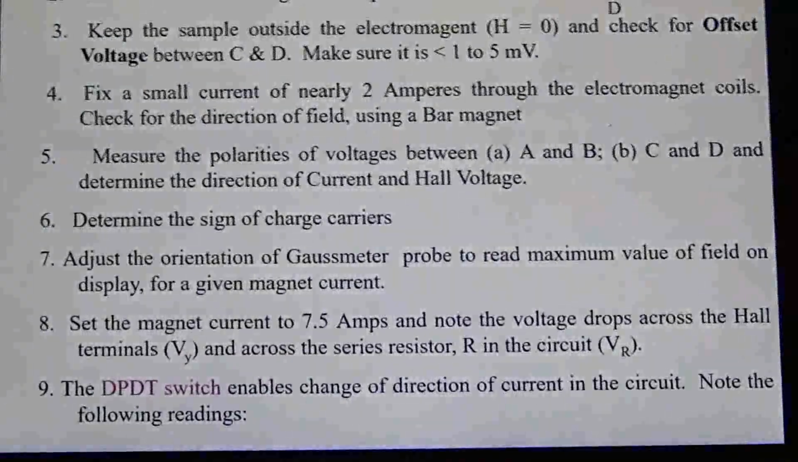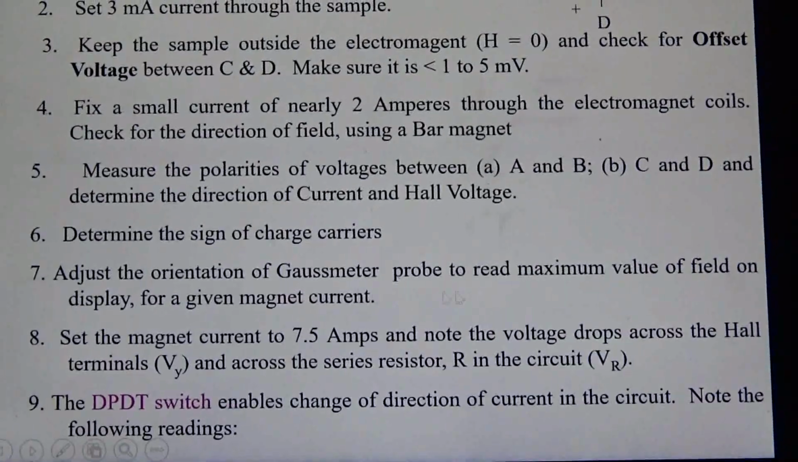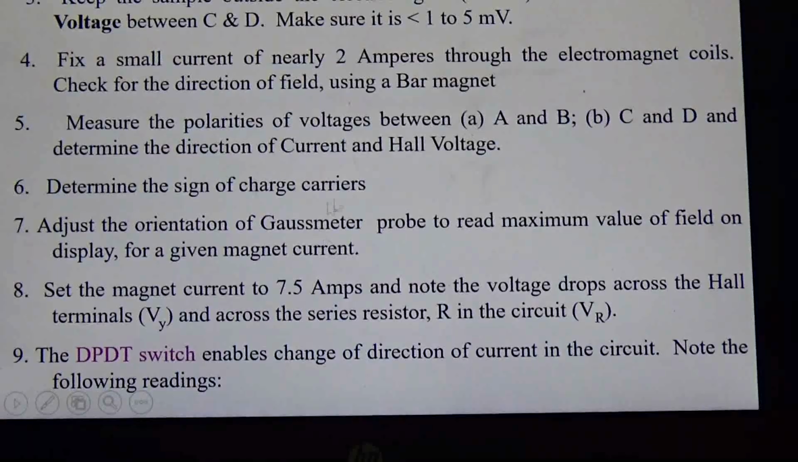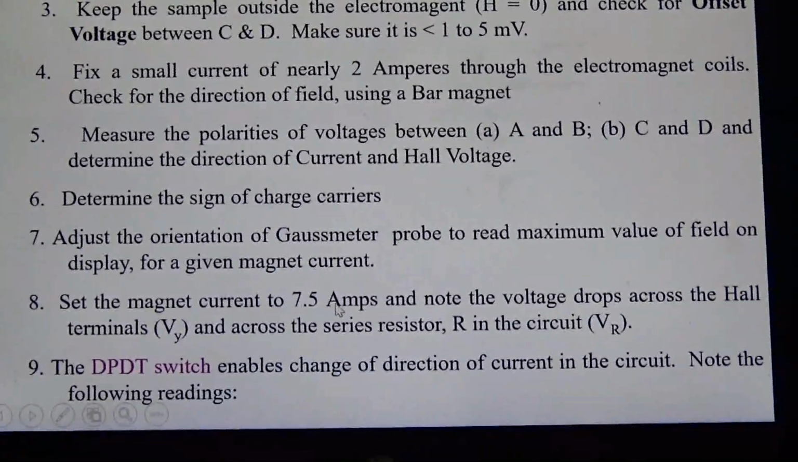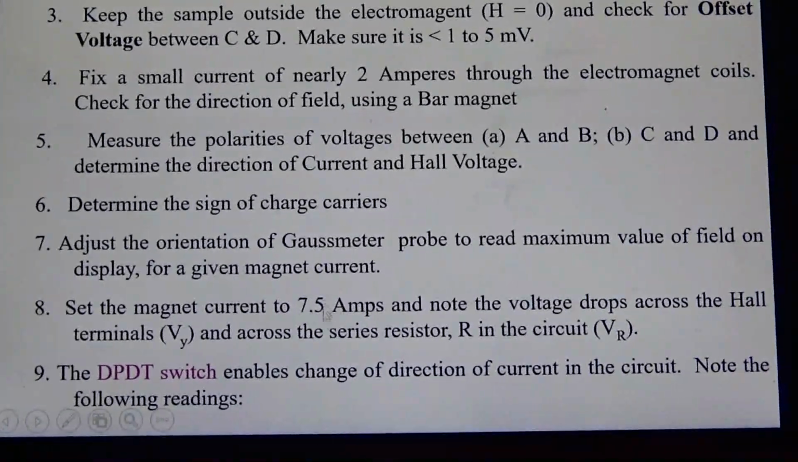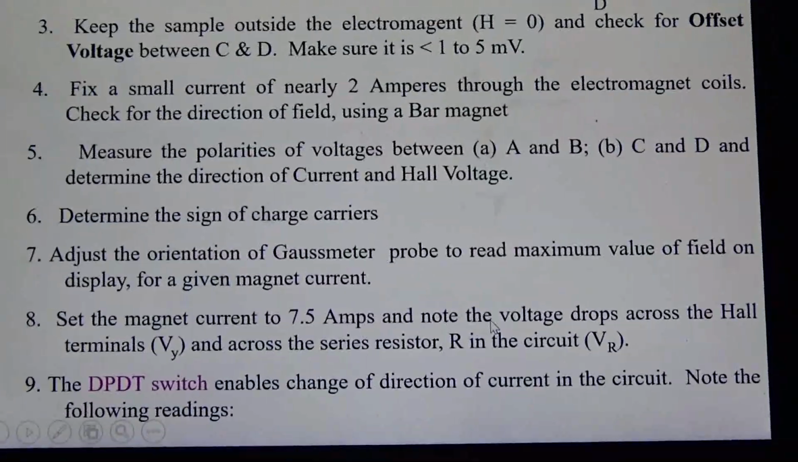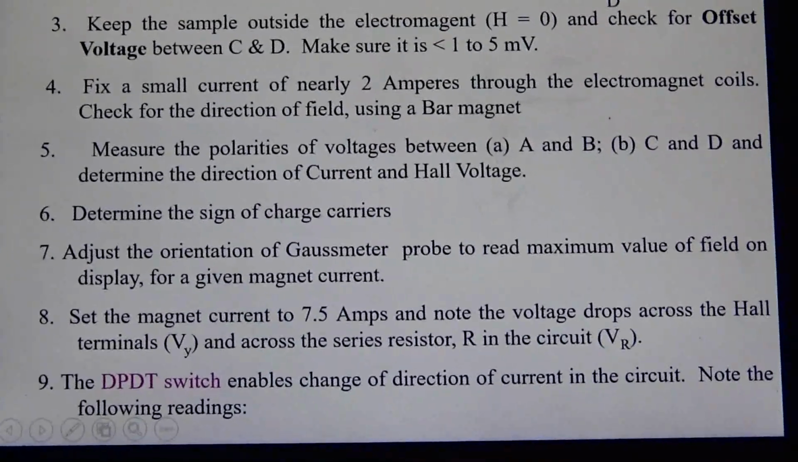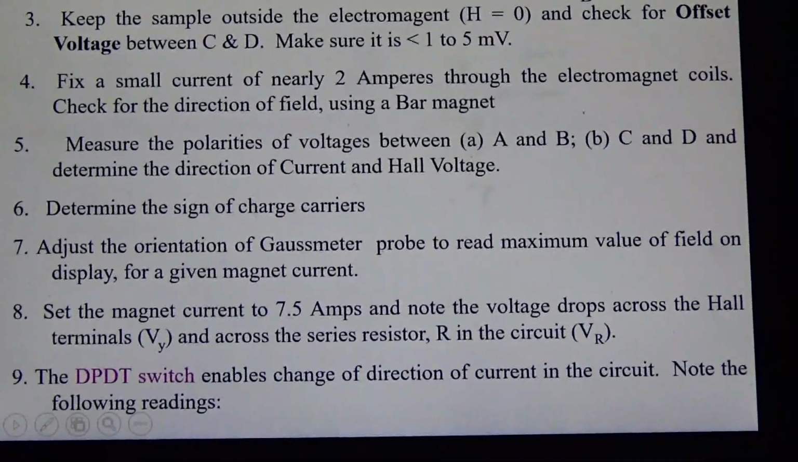So I have to maximize the magnetic field value by adjusting the Gauss meter orientation, and then I can set up the magnetic current through the coil to set up the magnetic field. For different magnetic field values, I keep on measuring the Hall voltage, but every time for a given magnetic field, I reverse the polarity and then again measure the Hall voltage.